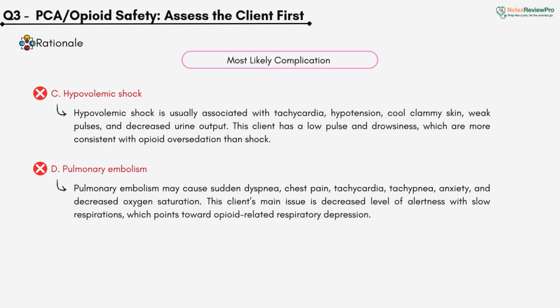Option D, pulmonary embolism. This is incorrect. A pulmonary embolism may cause sudden dyspnea, chest pain, tachycardia, tachypnea, anxiety, and decreased oxygen saturation. Here, the main issue is decreased alertness with slow respirations, which points toward opioid-related respiratory depression.